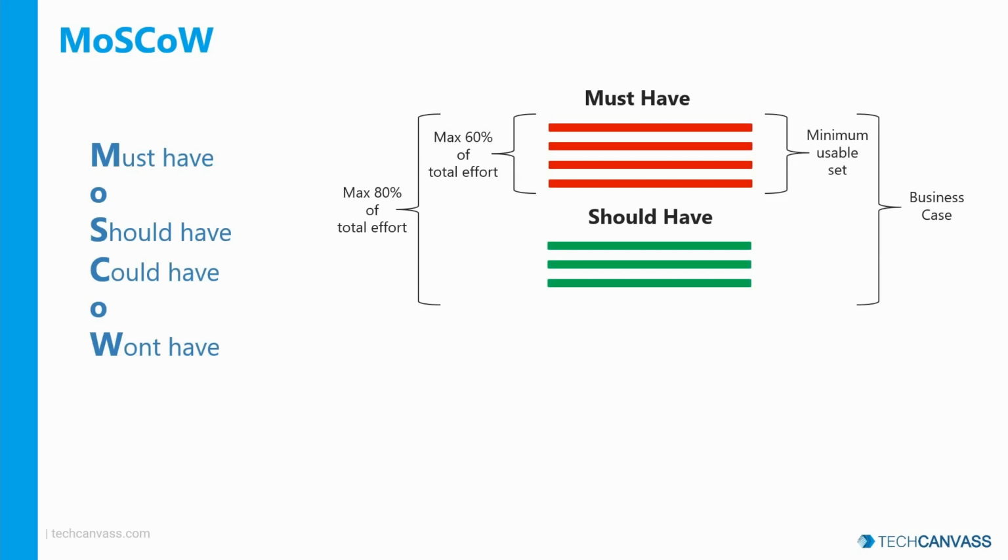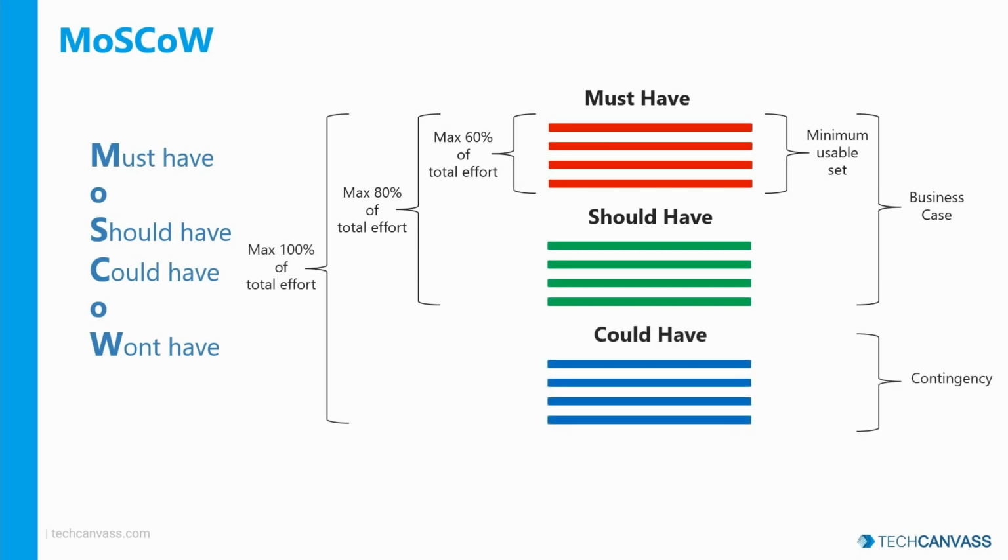And then we have should have. Should have requirements aren't 100% necessary for delivering the project, but they are the most nice to have out of the list. They may be less time critical than must have or might be better held for a future release. You can see in the diagram that the must have and should have requirements together comprise the business case, and altogether a maximum of 80% of total effort is dedicated to fulfilling them.